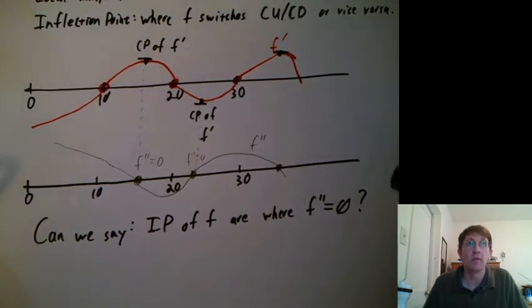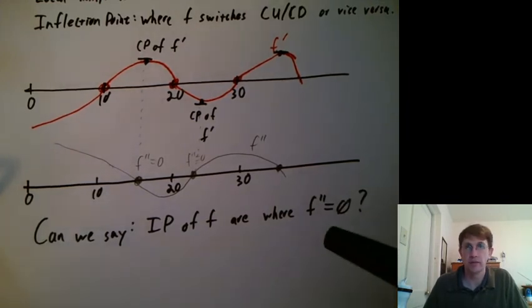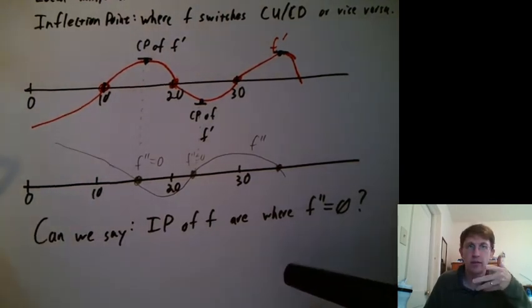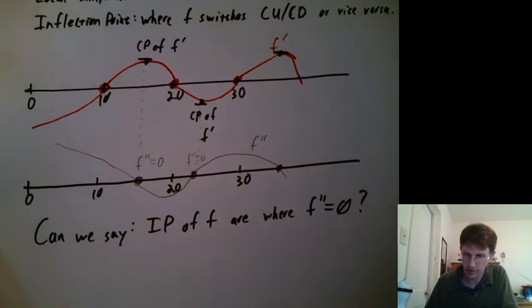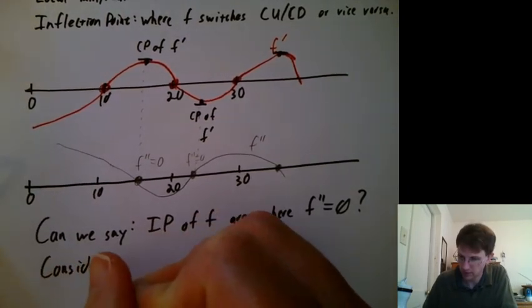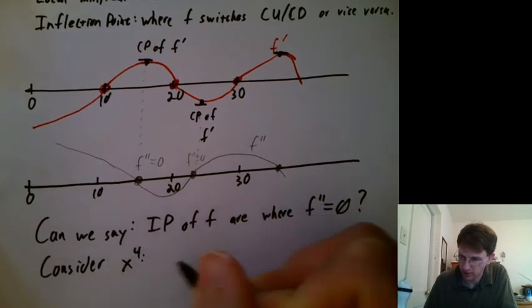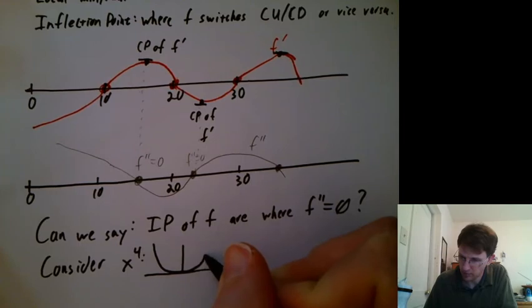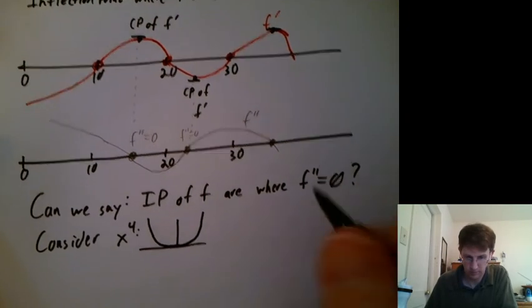Remember when we were thinking about our critical points always being mins or maxes, we said, well, x cubed has a critical point at 0, but that's a saddle point, it's not a min or a max. So maybe that's a hint of what you can come up with here. Okay, so consider x to the 4th, which looks a lot like a parabola but is fairly flat at the bottom.